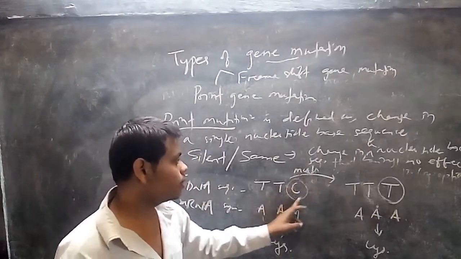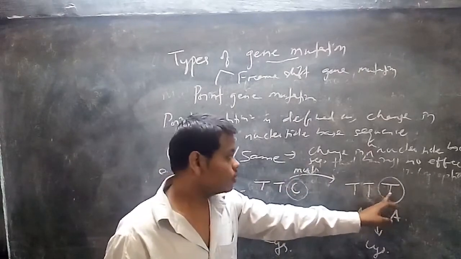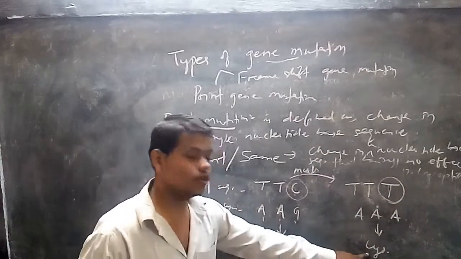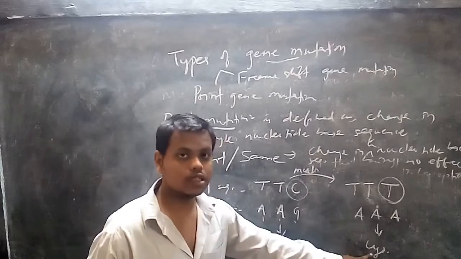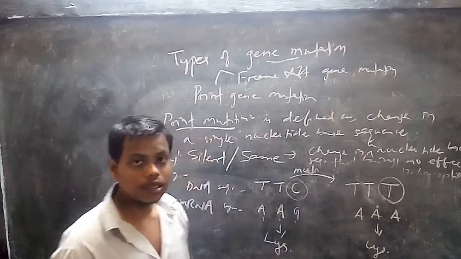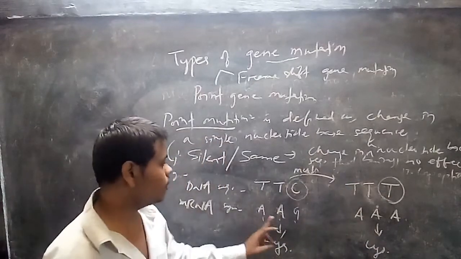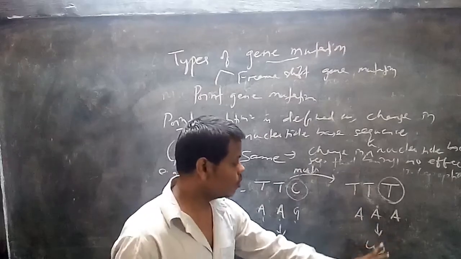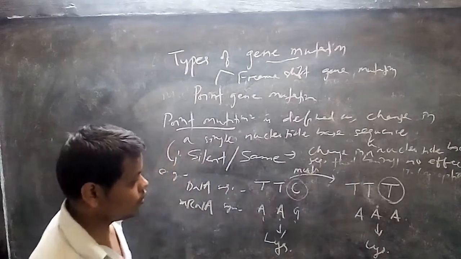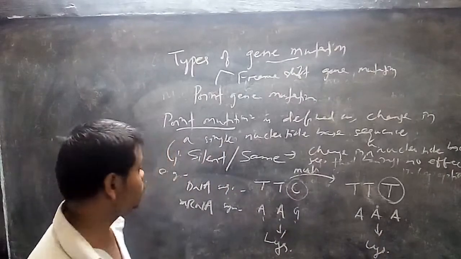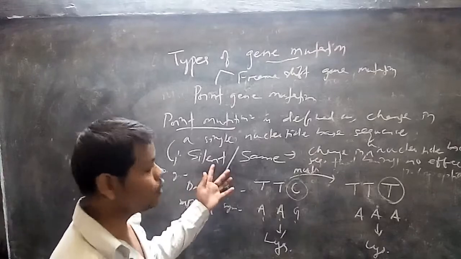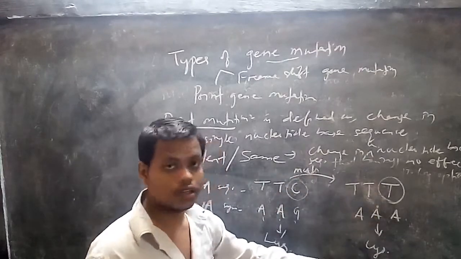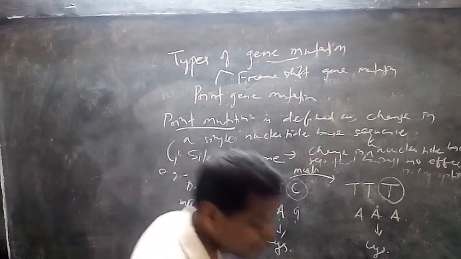Mutation occurs, in place of cytosine thymine is added, but the effect of that mutation does not occur. The same amino acid is synthesized in the polypeptide chain synthesis process. Lysine is synthesized by AAG in the normal condition, and after the mutation the AAA codon also synthesizes the same amino acid. So this is called silent point mutation, where mutation occurs to a single nucleotide base pair, but its effect does not occur.